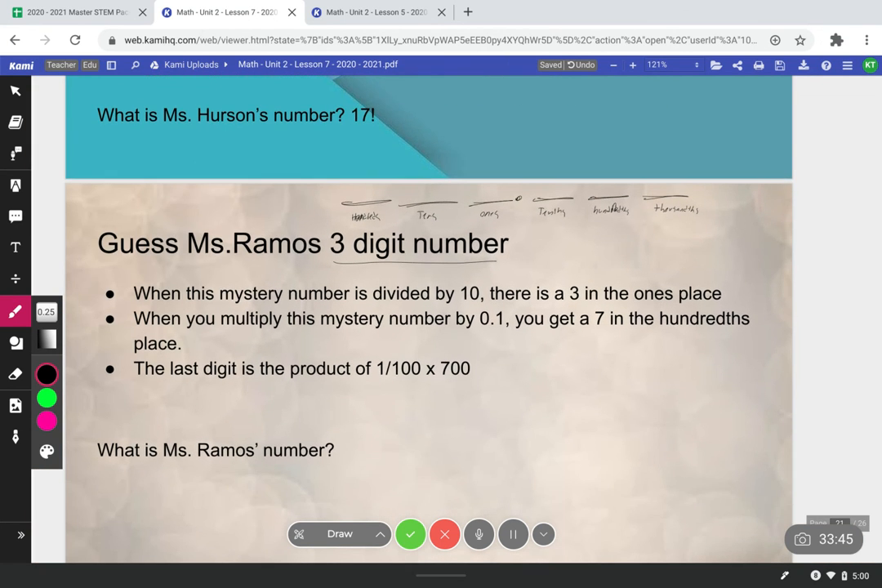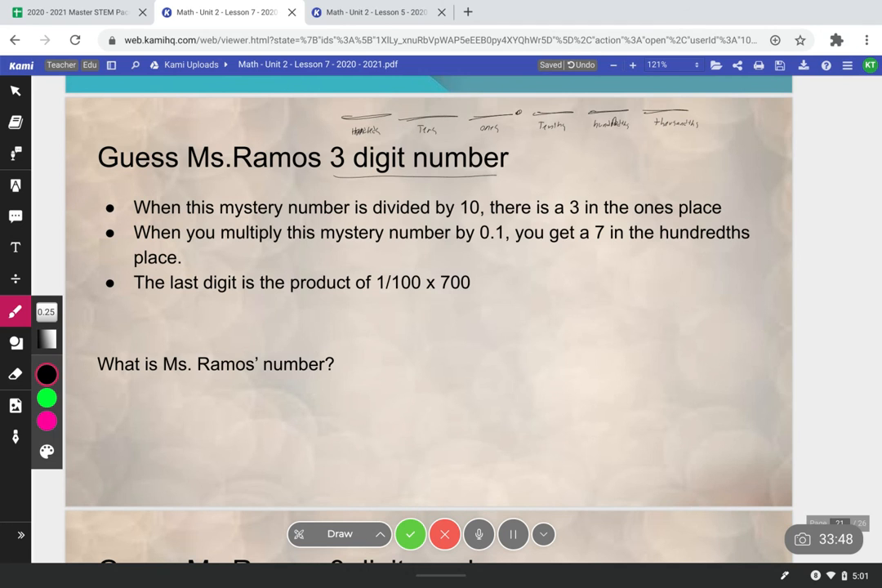So let's read these clues. When this mystery number is divided by 10, there's a 3 in the ones place. When you multiply this mystery number by 1/10, you get a 7 in the hundreds place. The last digit is the product of 1/100ths multiplied by 700. What is Ms. Ramos's secret number? Pause the video and start it when you think you have the correct answer, and then we can check our work.